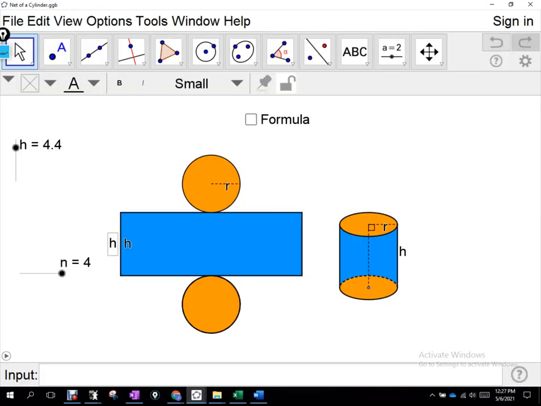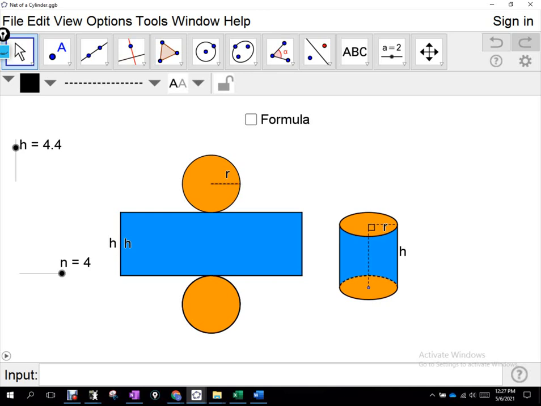Okay, so that was H. Now, we know that this would be pi r squared, correct? R is the radius that they're showing me there. So that would be pi r squared, and this would be another pi r squared. So there's 2 pi r squareds, correct?